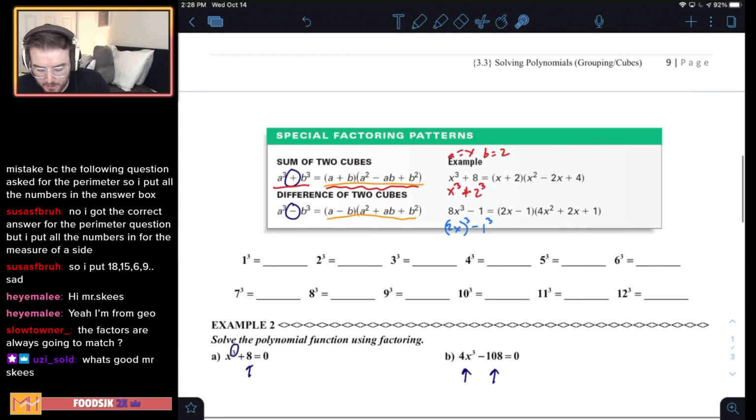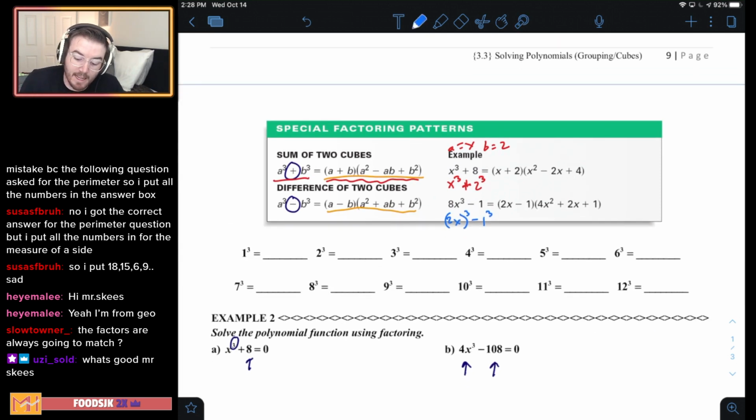It's nice to know your cubes, right? It's so that way they stand out to you. You're not like, is that a perfect cube? What is that? Is that 5 cubed, 6 cubed? It's nice to have them handy, okay? So 1 cubed is 1, 2 cubed is 8, 3 cubed is 27, 4 cubed is 64, 5 cubed is 125.